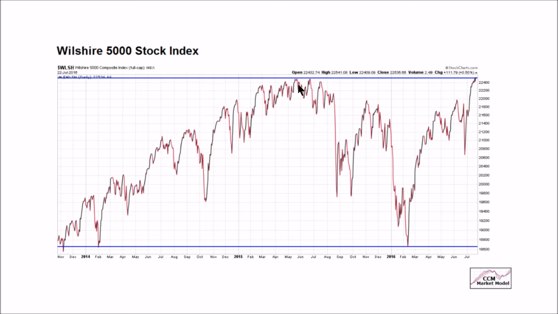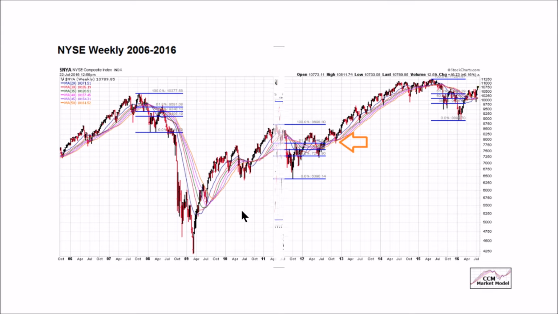However, we're still hovering around the highs from 2015, and as long as we stay near them, this still could act as potential resistance in the short run. Obviously, for the stock market bulls, they'd like to see price get into this area here and hold that area.